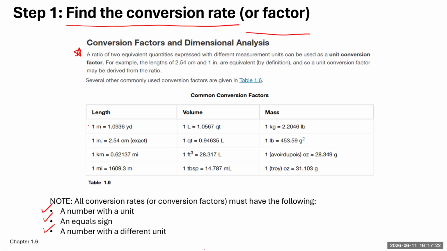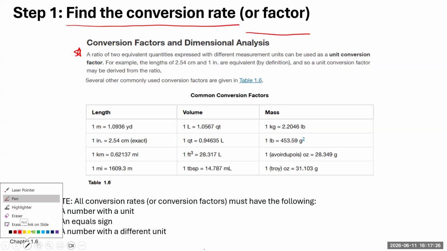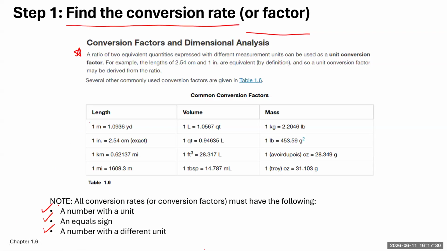So I'm going to highlight these. I'm going to put the red box here: number with the unit, number with the unit. It doesn't always have to be one. It just happens to be one over here. Number with the unit, right? Equal sign. We'll box that up in green.